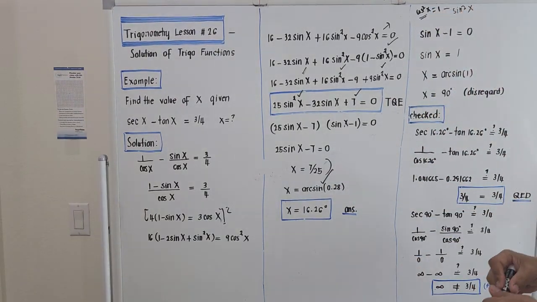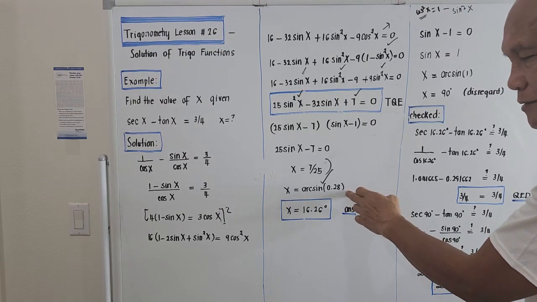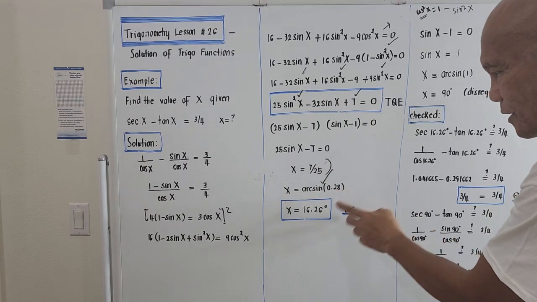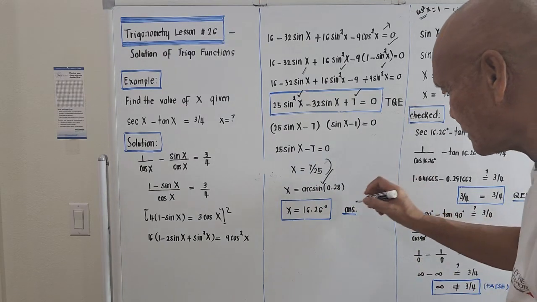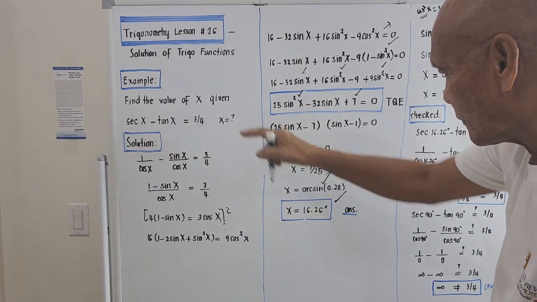So if we try to get our calculator, display 0.28, arc sine of 0.28, what will come out will be 16.26 degrees. That will be our first answer for the value of x.